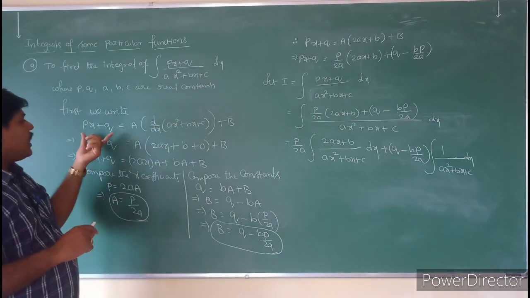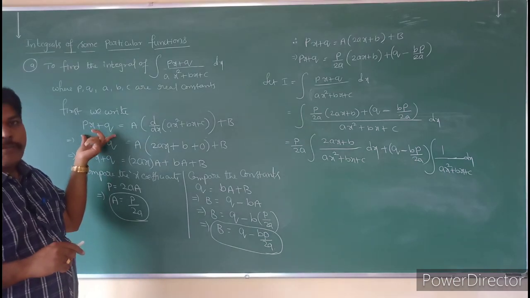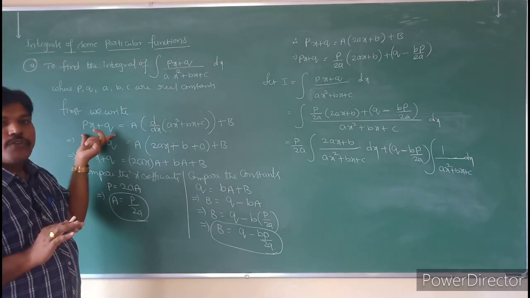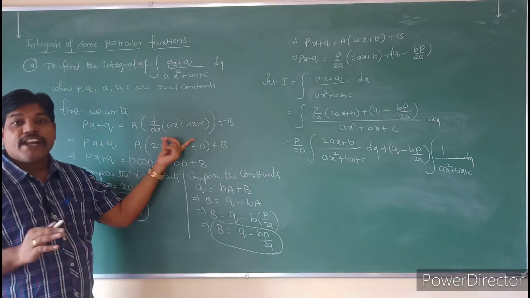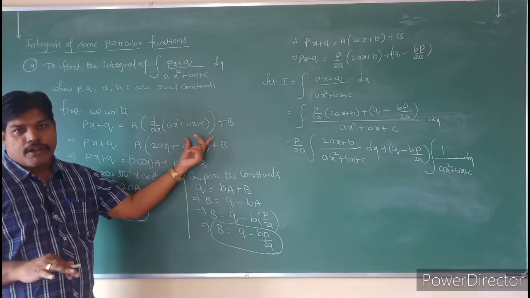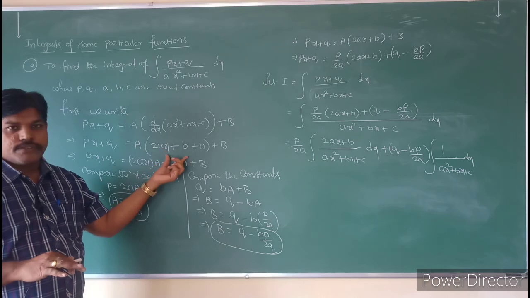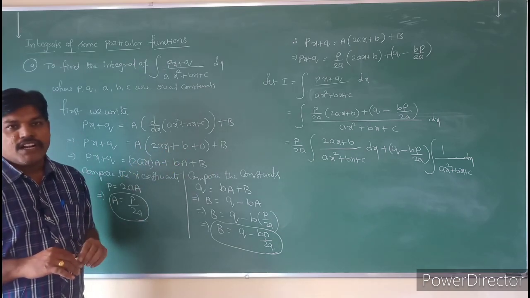take first? Take that px plus q is equal to, first we have to convert this numerator px plus q in the form of the denominator. So px plus q you have to take as a into the derivative of the denominator ax square plus bx plus c, plus b. So just to differentiate the terms, I need a value and b value.